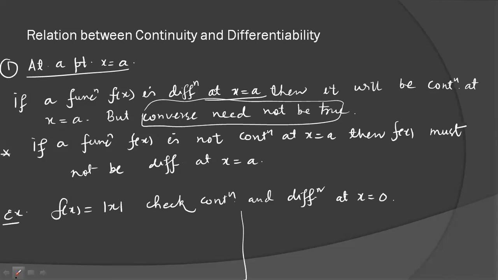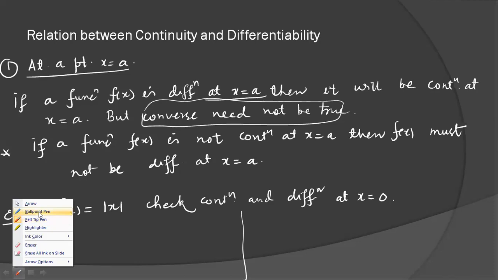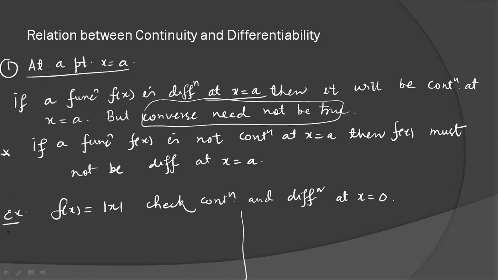For the continuity, left hand limit, right hand limit we have to obtain. So for continuity at x equal to 0, left hand limit will be x equal to 0 minus h. Then it will be limit h tending to 0, f of 0 minus h equal to limit h tending to 0, mod of 0 minus h. And if you take the mod sign, it will be again plus h, and if you put h equal to 0, it will be 0.